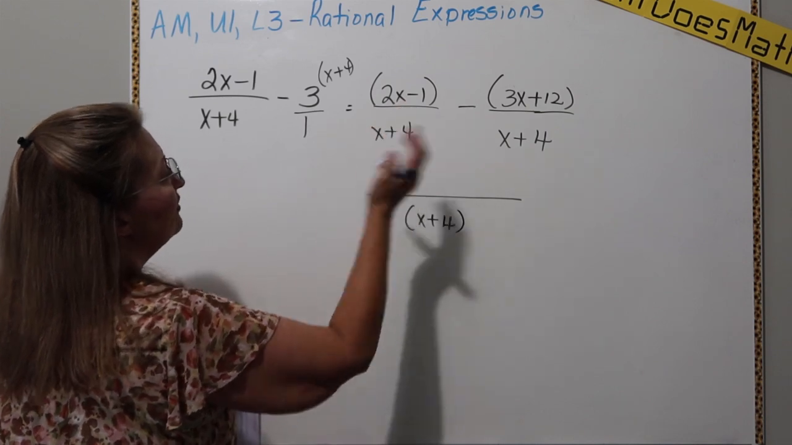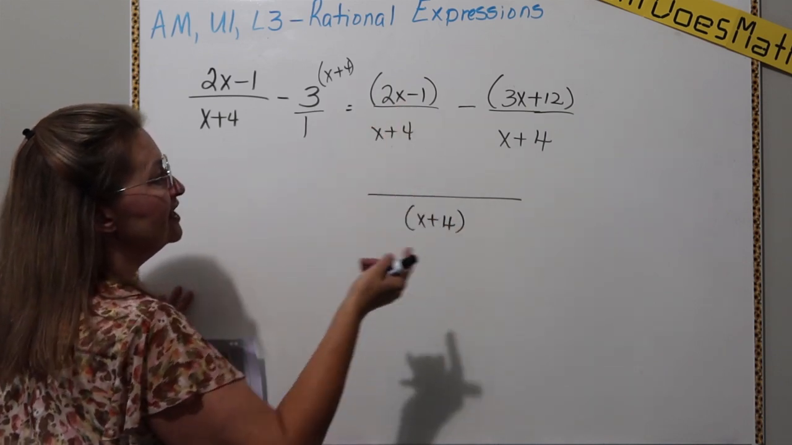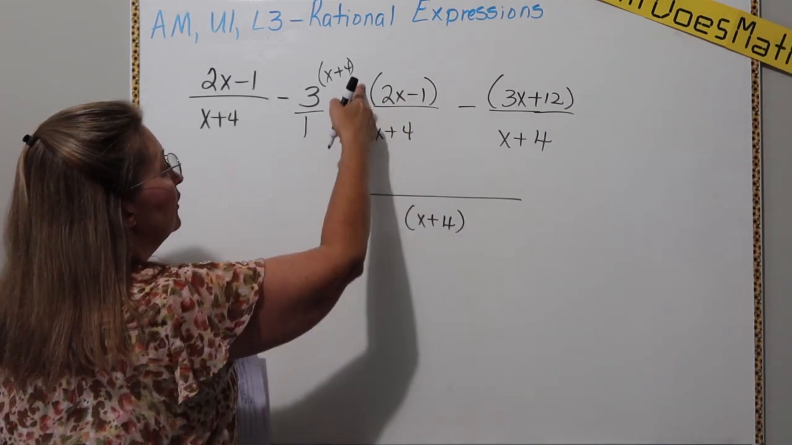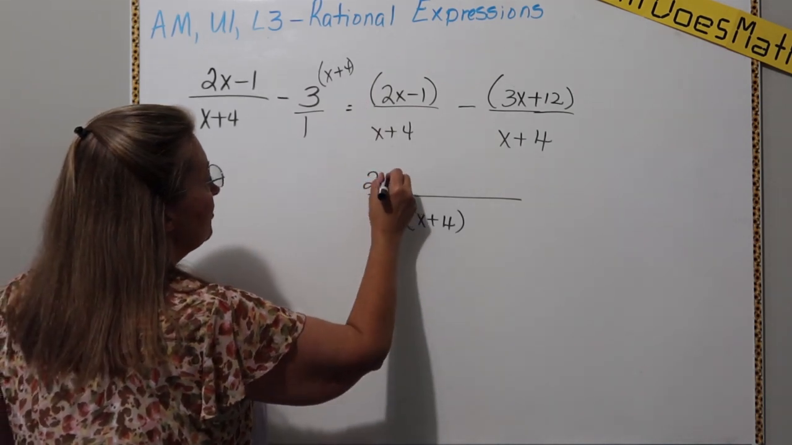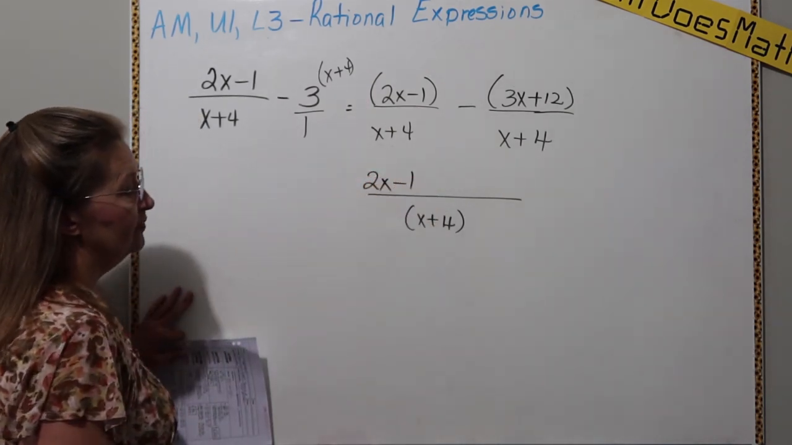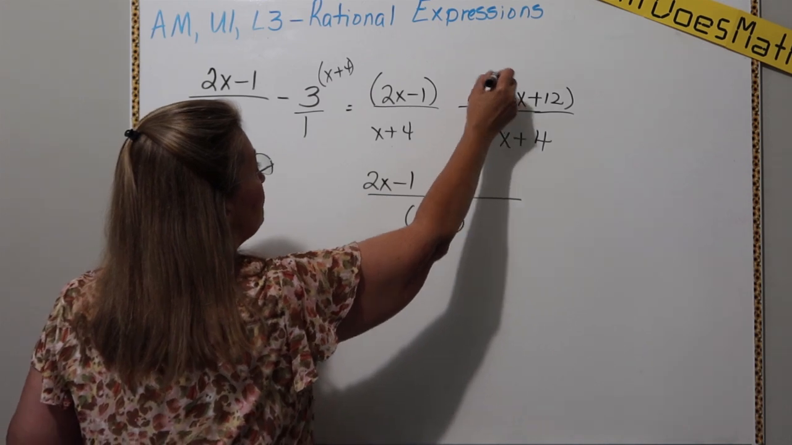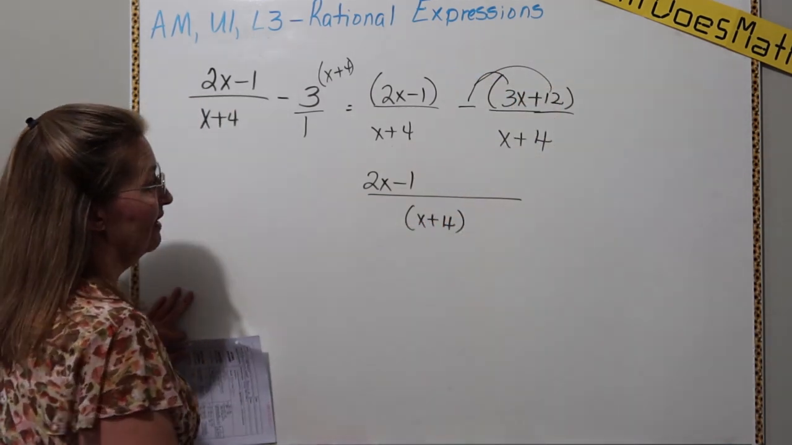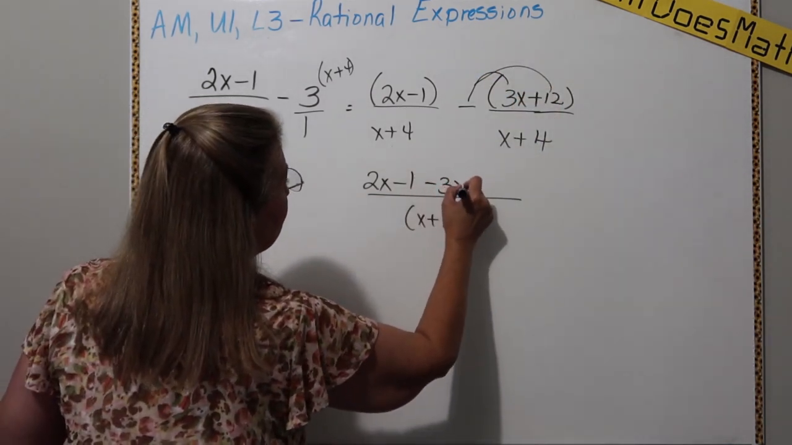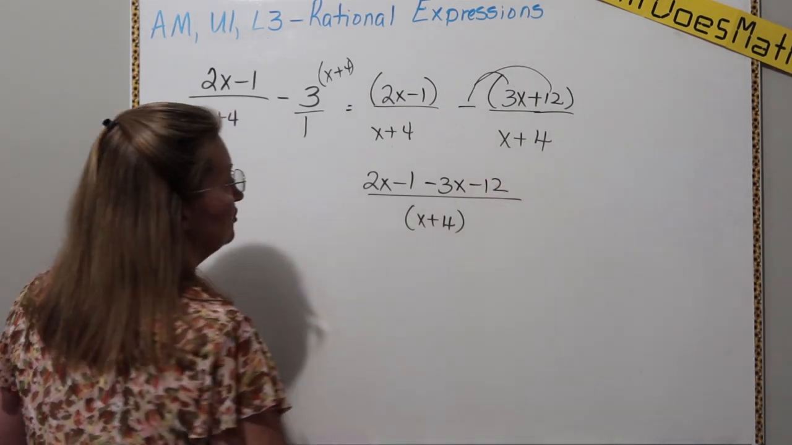Now we also, in this step, let's go ahead and get rid of the parentheses by distributing. There's a positive 1 out here, so that is not going to change. Now what is going to change is when I have to distribute that minus sign. So that's going to be minus 3x minus 12.